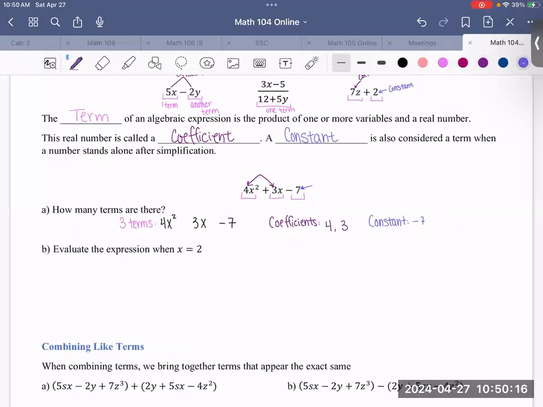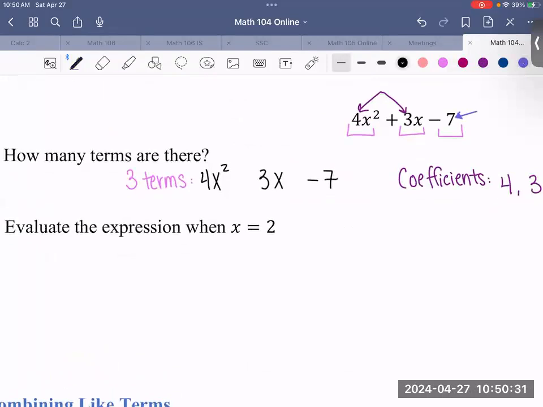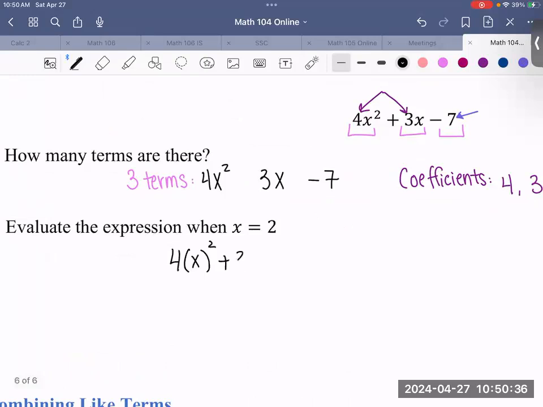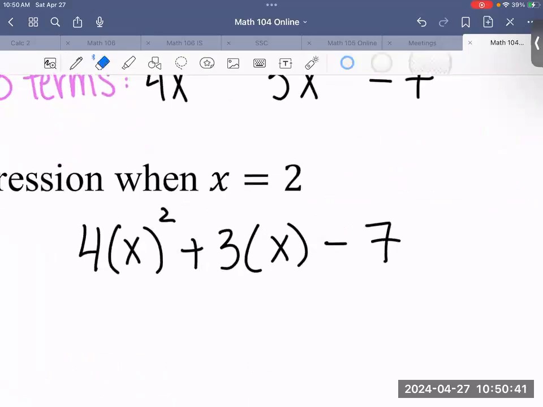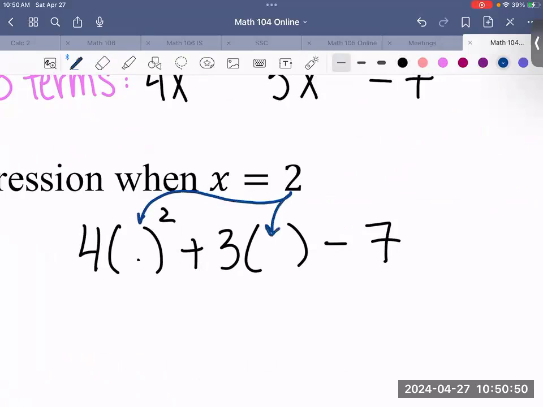Okay. Now, can we evaluate what your expression is if we were to substitute an x into your value? So when x is equal to 2, we are going to replace the x values that you're seeing and put in a 2. So if we originally had 4x squared plus 3x minus 7, we are going to replace those x values with a 2. In our case, we're just looking at 2. So we're going to substitute it right in.